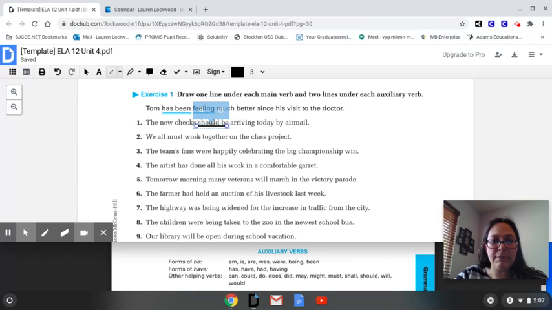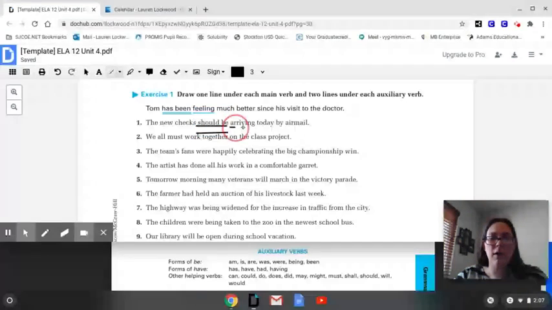And it doesn't want to let me do a double underline, so I'm going to try again. Here we go. Okay, new checks should be arriving. What do the new checks do? They should be what? They should be arriving. The verb tells what do they do. All right, let's look at number 2.